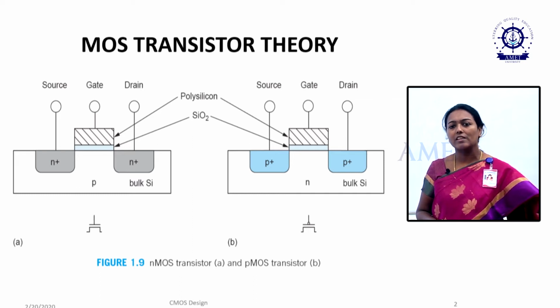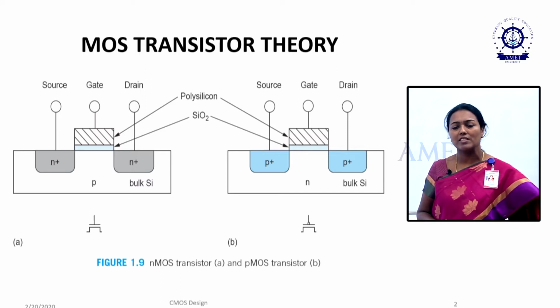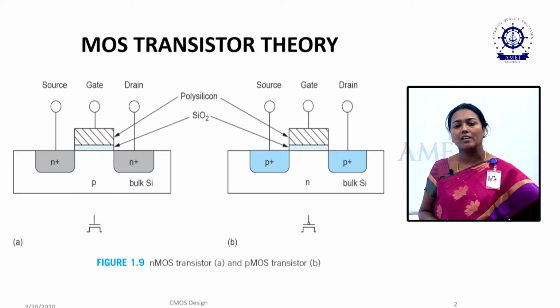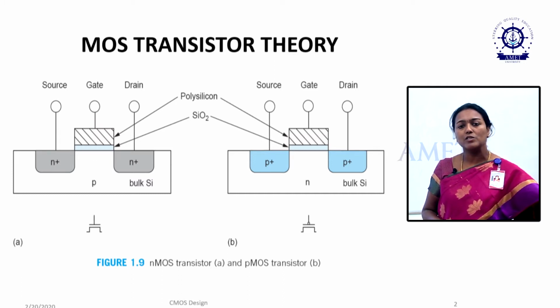If you look at the MOS transistor theory, in NMOS transistors the channel will be established with the help of electrons, and in the case of PMOS transistors, the channel will be established with the help of holes. The bulk in NMOS transistors is P-type semiconductor, and in PMOS transistors it is N-type semiconductor. Source and drain in NMOS are made of heavily doped N-plus semiconductor.